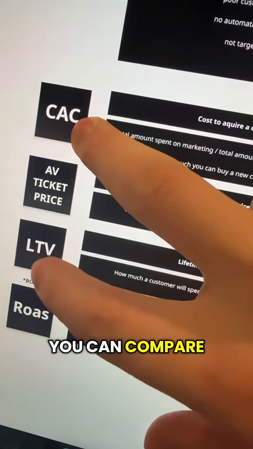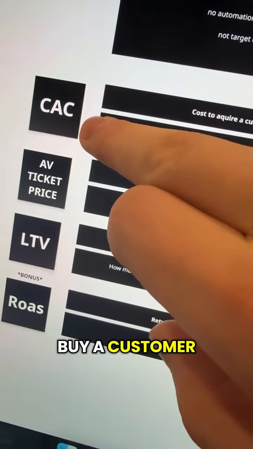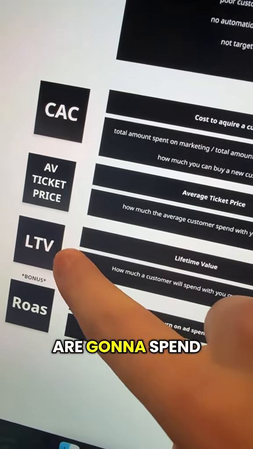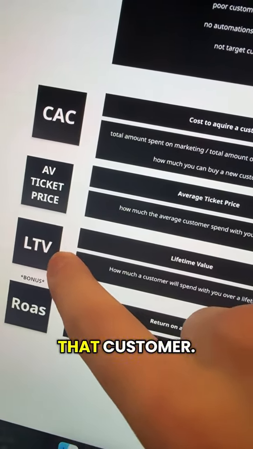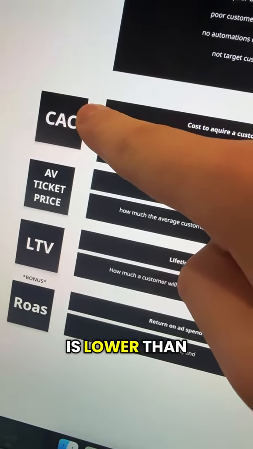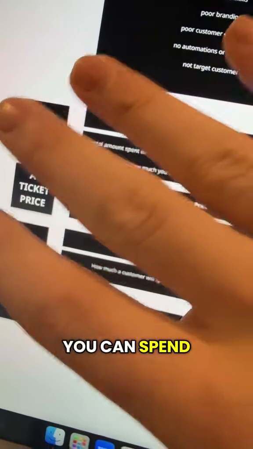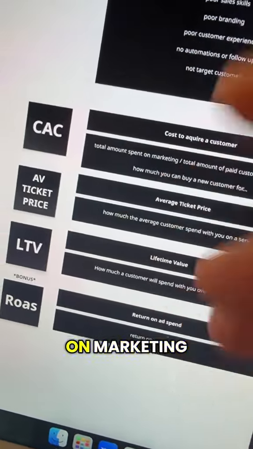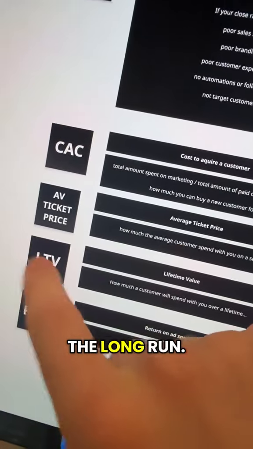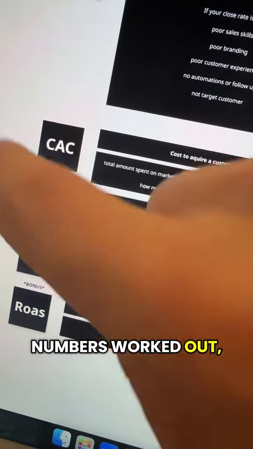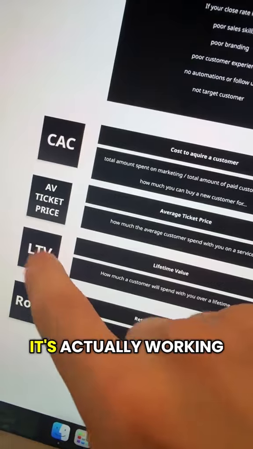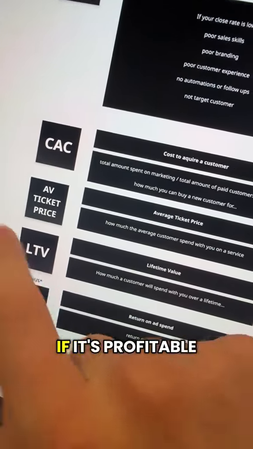Now you can compare your cost to buy a customer compared to the amount that they are going to spend with you over the lifetime of you keeping that customer. And if this number is lower than this number, you can spend basically unlimited dollars on marketing and have it be profitable in the long run. So if you have these two numbers worked out, you can run marketing and you will know if it's actually working and if it's benefiting your business, if it's profitable or not.